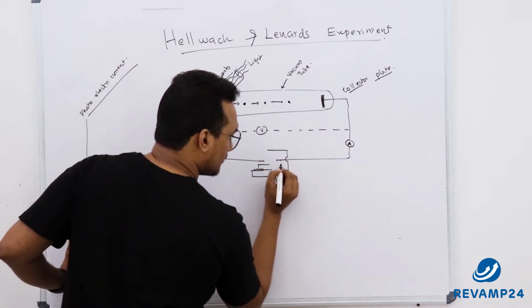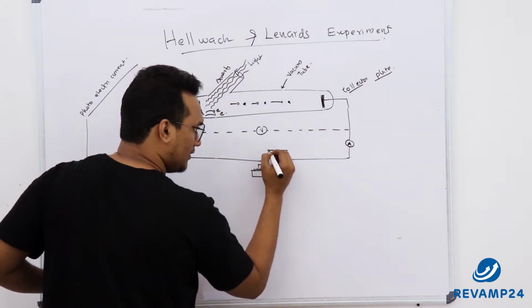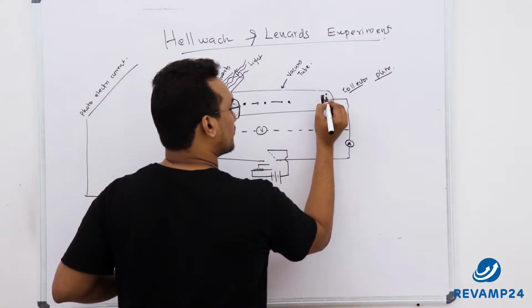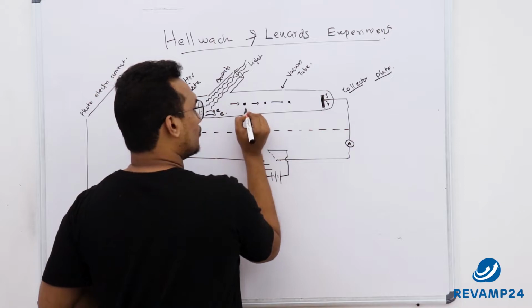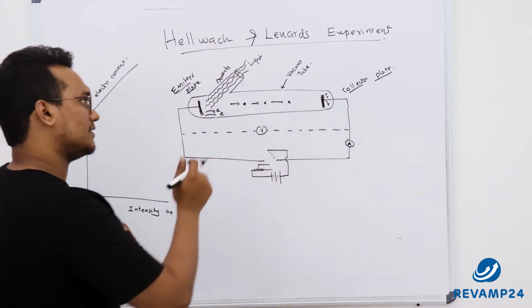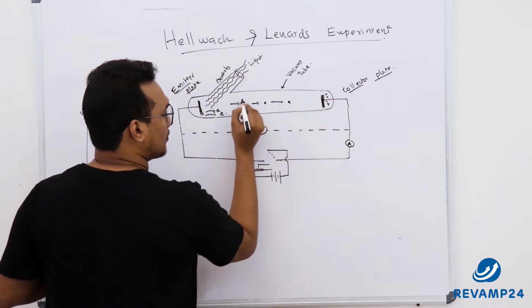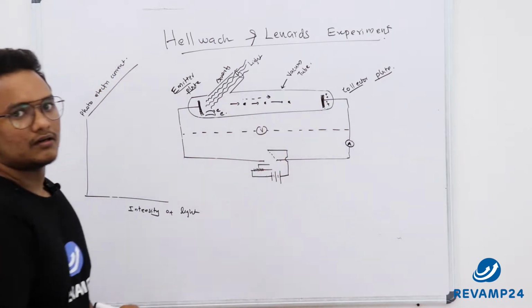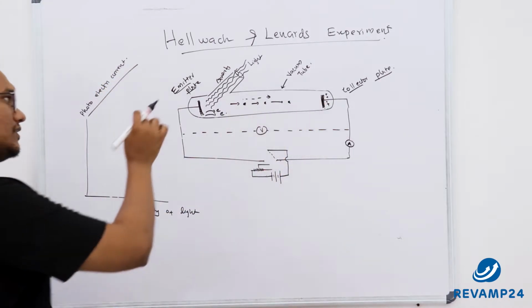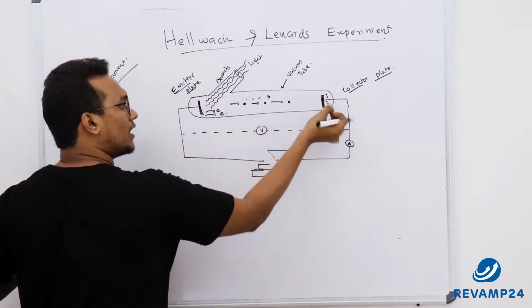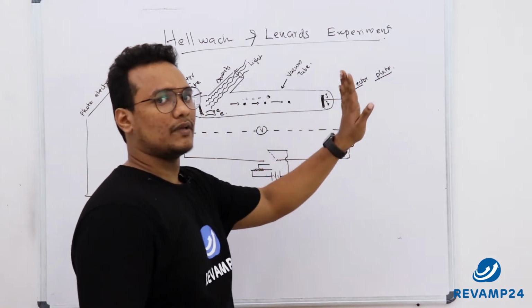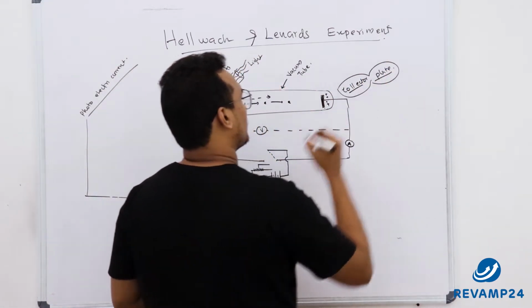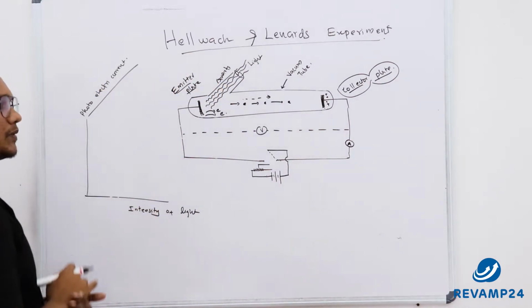If I connect this terminal with the positive side of the battery, this plate will also get a positive potential. Now this electron will move towards the positive potential, because there will be a force on this electron to move in this direction, towards the positively charged plate. The electron from the emitter will move towards the other plate and be collected at this plate. So this is termed the collector plate. This is very important. Okay, so this is the experimental setup.